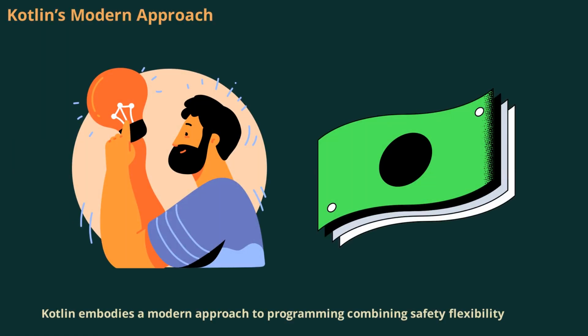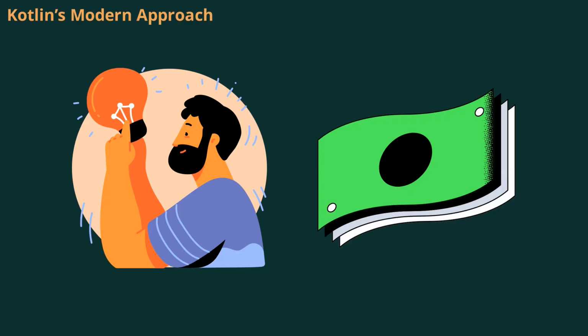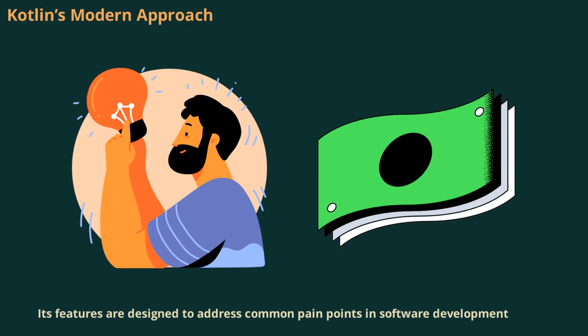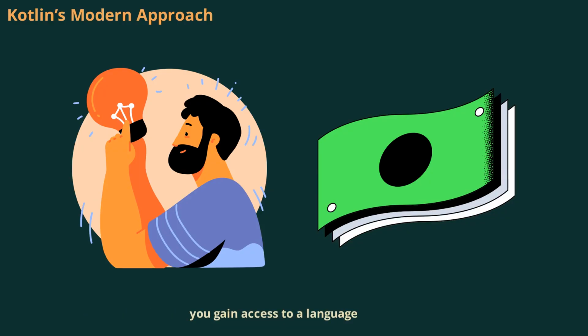Kotlin embodies a modern approach to programming, combining safety, flexibility, and expressiveness. Its features are designed to address common pain points in software development, such as null pointer errors and boilerplate code. By adopting Kotlin, you gain access to a language that supports both object-oriented and functional programming, making it suitable for a wide range of applications.